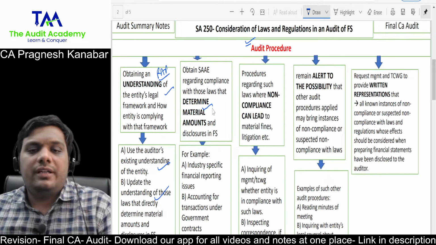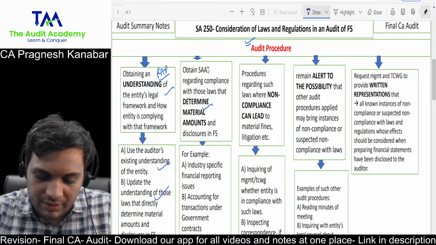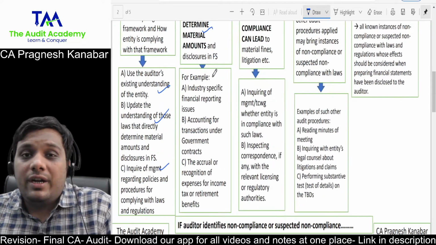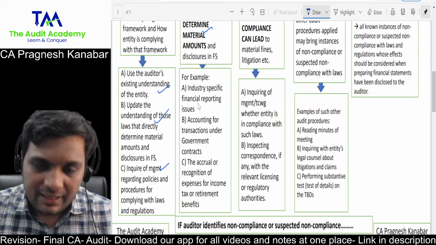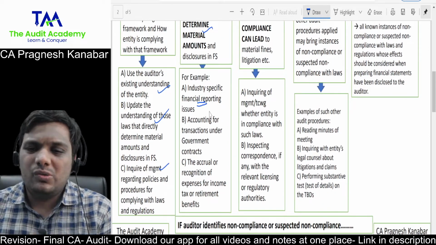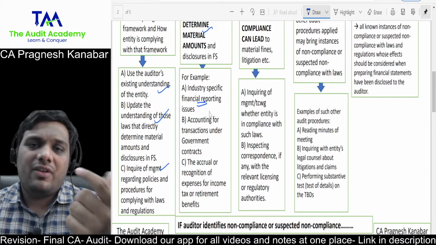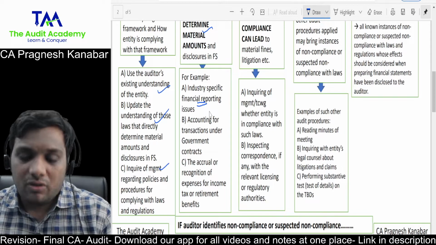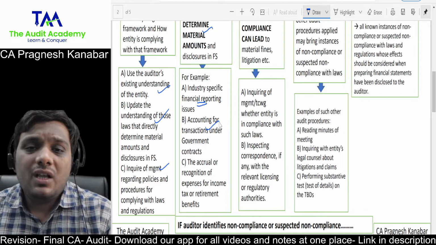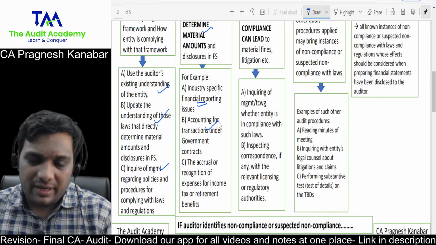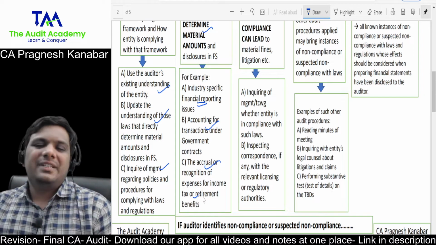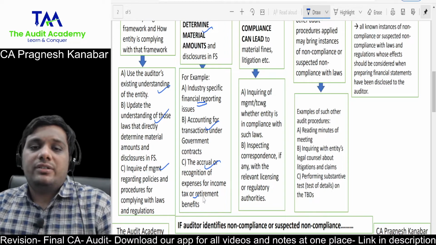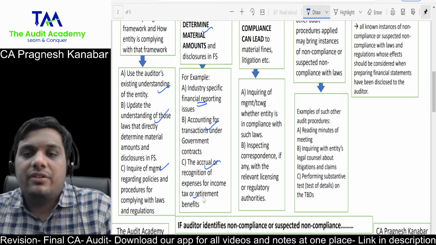Then for all the laws and regulations which have a material effect, we need to obtain sufficient and appropriate audit evidence. Okay, and then they have given some examples like industry specific financial reporting issues, like the banking industry having a specific financial reporting framework. Then accounting for transactions under government contracts, accrual or recognition of income and expense for tax or retirement benefits. So they are just giving you examples of such laws and regulations which can have a material impact on the financial statements.